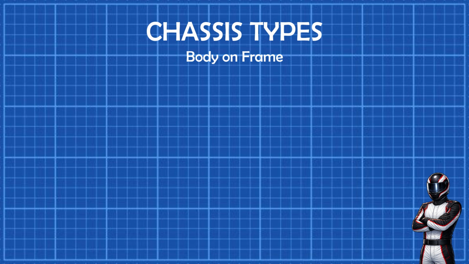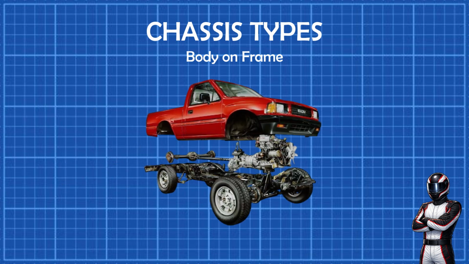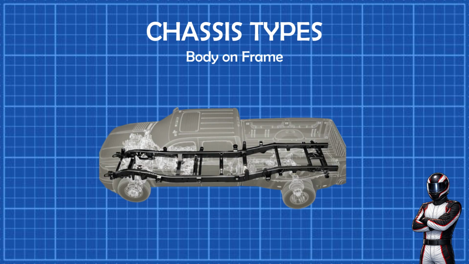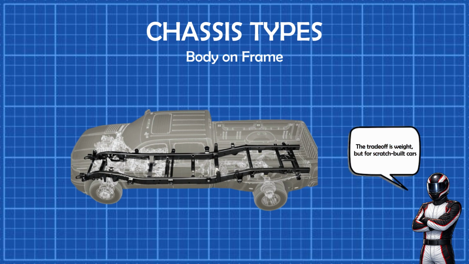Next, body-on-frame, highly recommended. A separate structural frame with all major systems mounted to it. This design is strong, forgiving, and easy to work with. It allows modular construction, excellent access to components, and easier future repairs or upgrades. The trade-off is weight, but for scratch-built cars, this is one of the best platforms available.